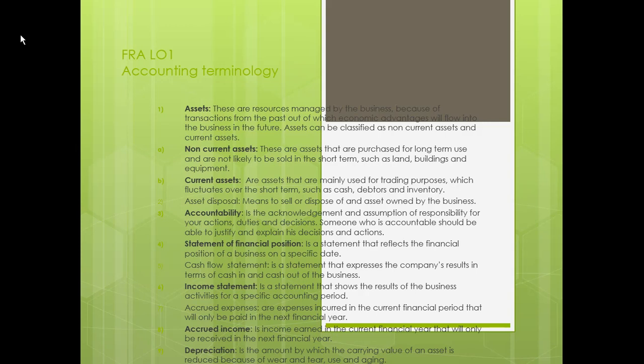The next one is depreciation. When we are talking about depreciation, we are talking about the amount by which the carrying value of an asset is reduced because of wear and tear. We know that when an asset is purchased, as we use it, it loses its value. So the loss of value is what we call depreciation.